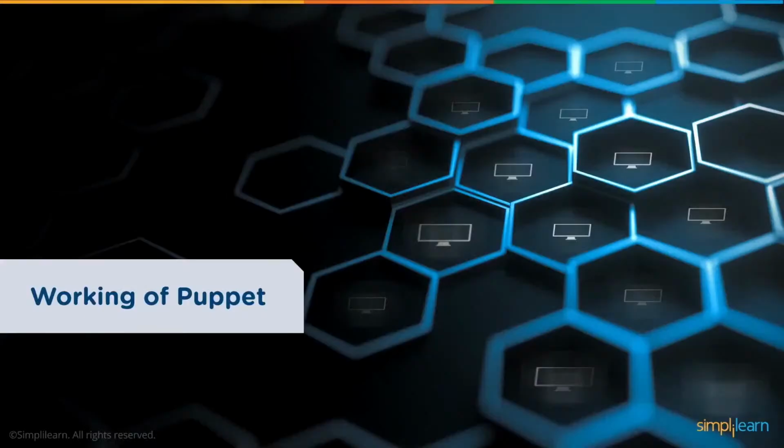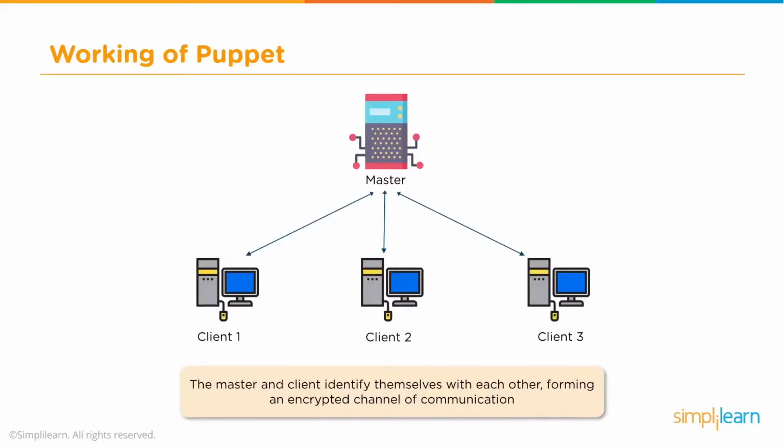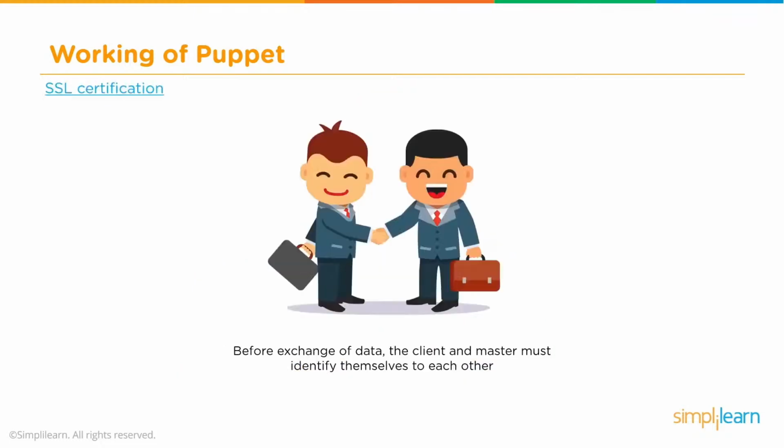So now that we had a look at the various components of Puppet, let's see how these work together. So we have a master and we have 3 clients. Before any information can be transferred between the master and the client, it's important that these components recognize each other. Also, there needs to be an encrypted channel of communication between each pair of master and client. All the data which is transferred between the master and the client flows through this channel. So let's see how this entire procedure of recognizing each other works.